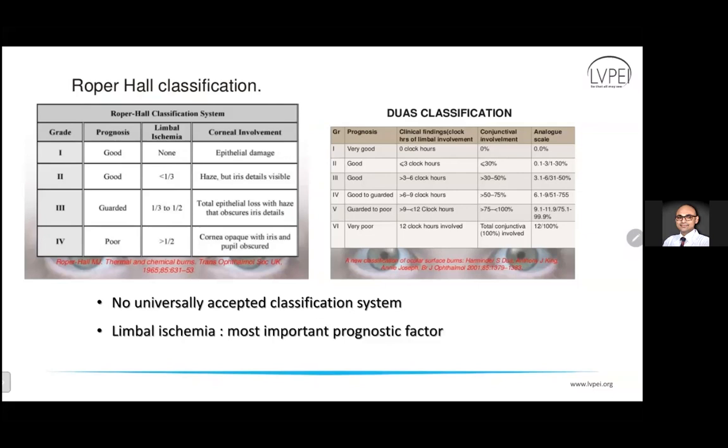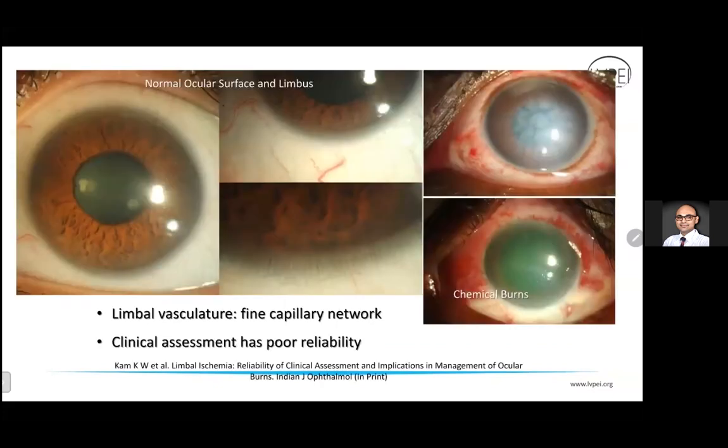So Roper Hall takes ischemia into account. Dua does not. We do not have a universally accepted classification system. We know that limbal ischemia is most important, and clinical assessment of limbal ischemia is not reliable.